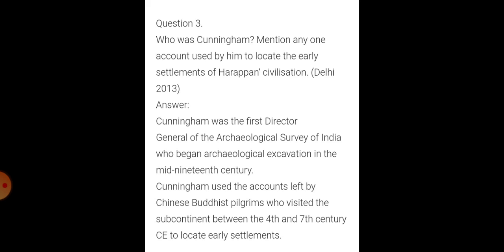So, Cunningham used the account left by Chinese Buddhist pilgrims who visited the subcontinent between the 4th and 7th century CE to locate early settlements.